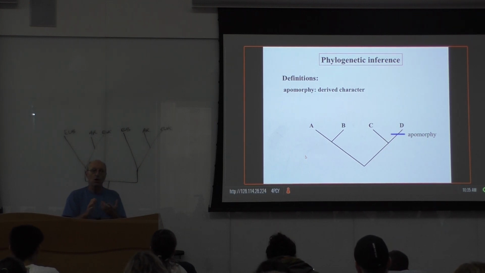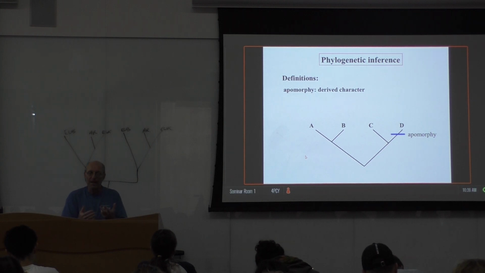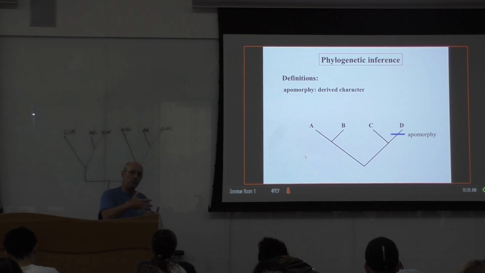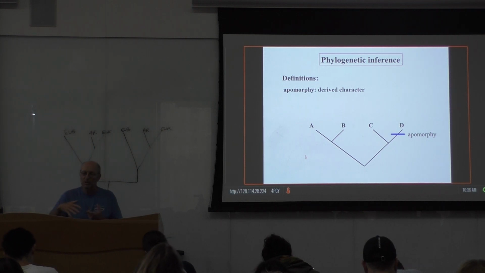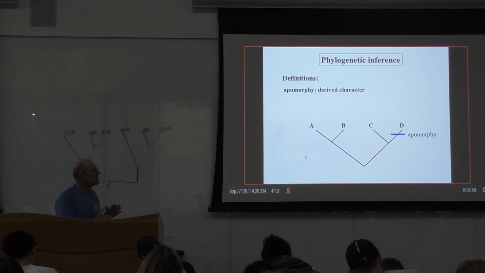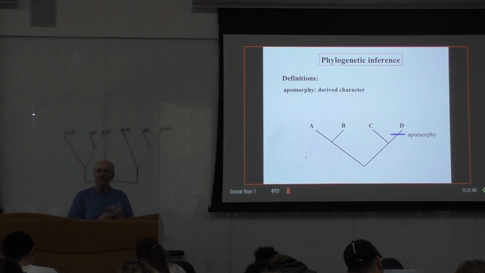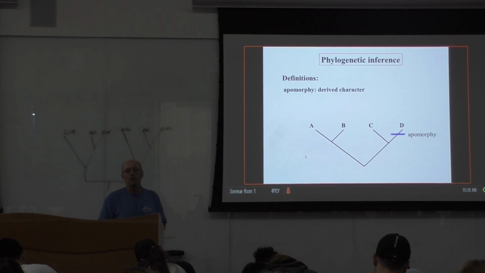It is called a character, from the word morphe, and because it's at the tip of the branch, it's called an apomorphy. Apo means at the tip. So an apomorphy is a derived character. Those characters are kind of cool, we like them because they define what the species are.